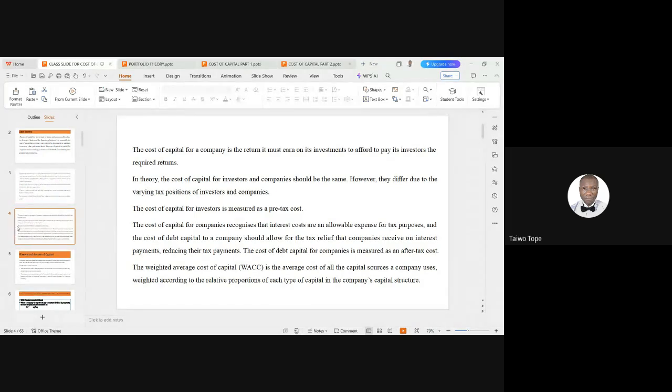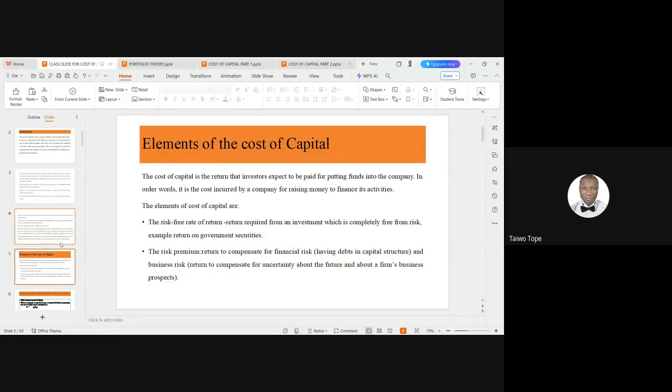Let me be guided by my slide. So we have elements of the cost of capital. The cost of capital is a return that investors expect to be paid for putting funds into the company. So in other words, it is the cost incurred by a company for raising money to finance its activities. Please take note of that.